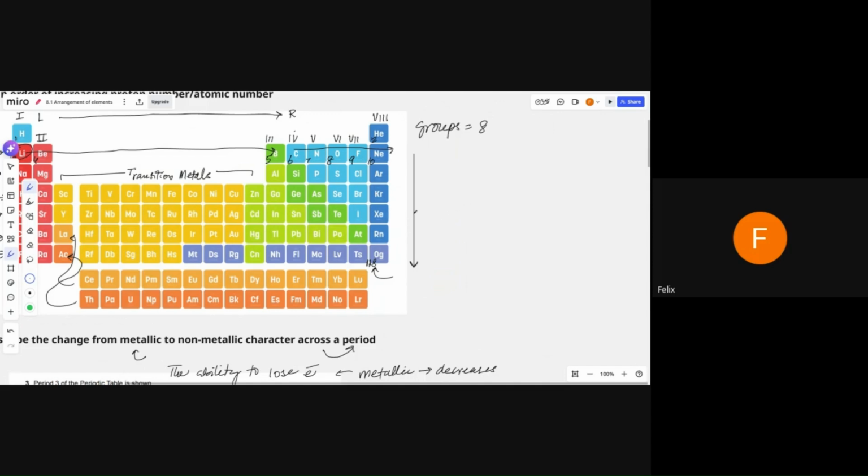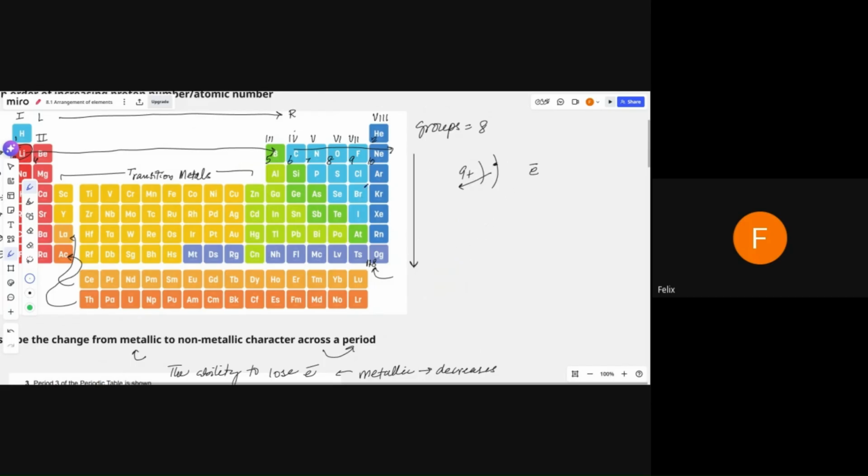Let me explain comparatively. Fluorine, for example, has 9 protons in the nucleus and only 2 shells. So the electron that is in the outer shell will be held tightly by the nucleus, and at the same time, any electron that comes closer to fluorine will be captured by fluorine so that it can have a complete outer shell, right?